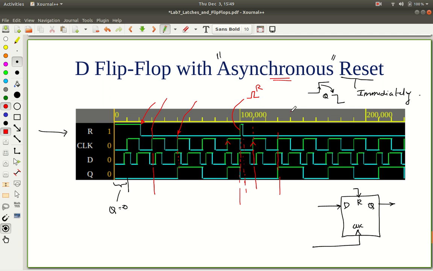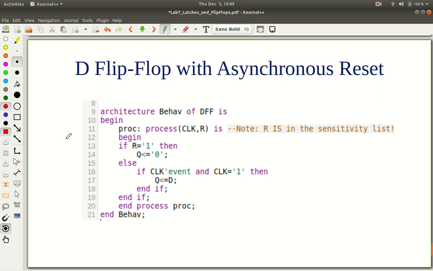So let's see how we can describe this using VHDL. It's just a very little but very important difference. We want any change in R to be reflected immediately, so R should be there in the sensitivity list. So we have clock and R in the list, and R has priority. If R is 1, then Q should be 0. Else if R is 0, then we pay attention to the other conditions, that is, if there is an event, if there is a rising edge on the clock, then Q is assigned the value of D.